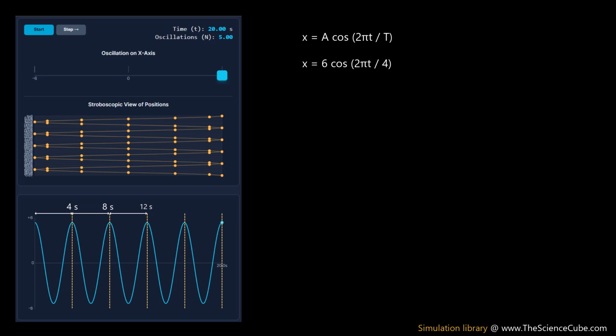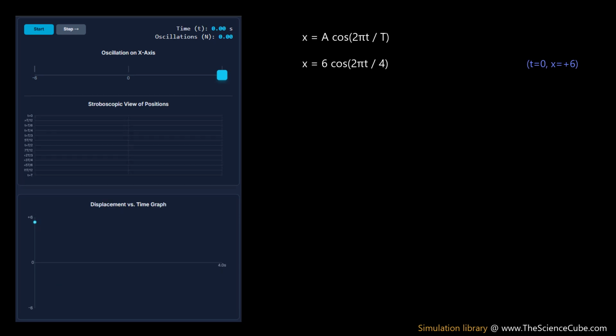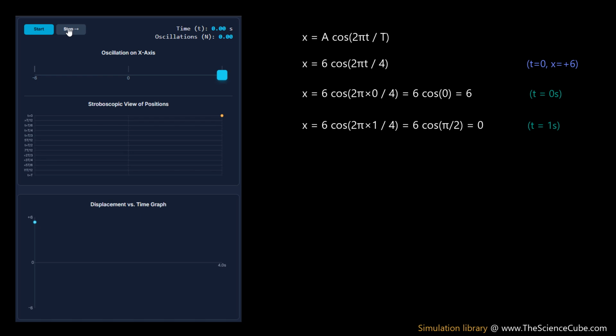And we can also do a check whether this equation gives the right output or not. So let us try t is equal to 0 seconds, and what we get is x is equal to 6 cos 0, which equals 6 meter, and that we can see is correct. Let us now try t equal to 1 second, for which we get x is equal to 6 cos pi by 2, which equals 0 meter, and that is correct again.